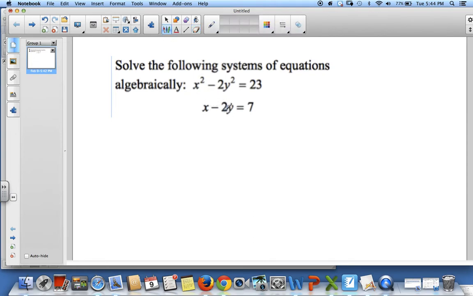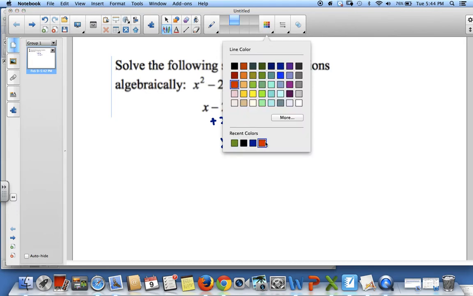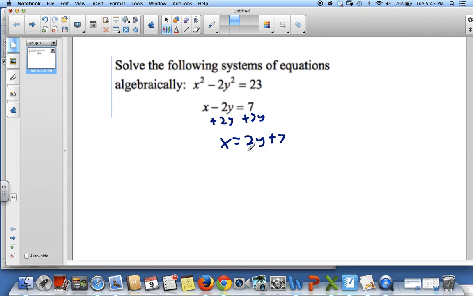So basically what we do first is we're going to solve for x here. I'm going to add 2y to both sides. So I have x equals 2y plus 7. At this point, 2y plus 7 is exactly the same thing as x. That's what equals means. These are the same thing. So when I see an x, I'm going to replace the x with 2y plus 7. So I'm going to go back to the original equation.